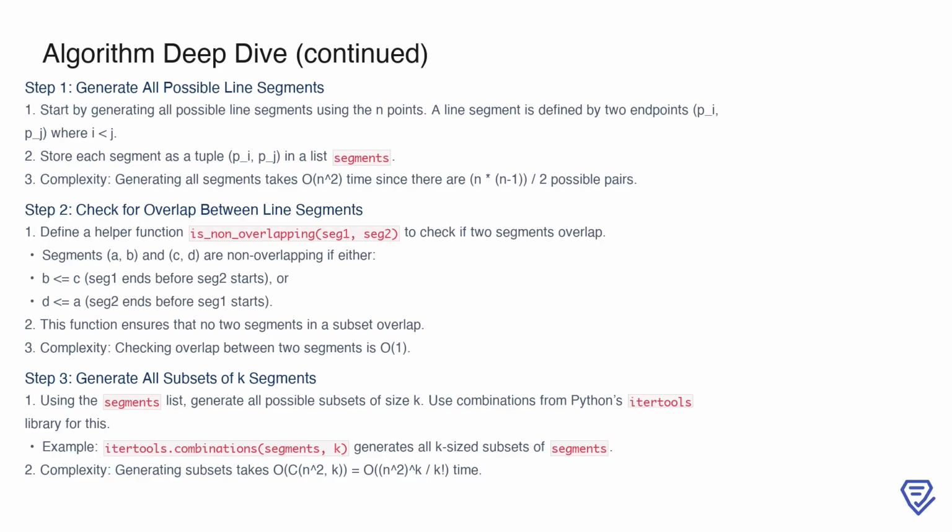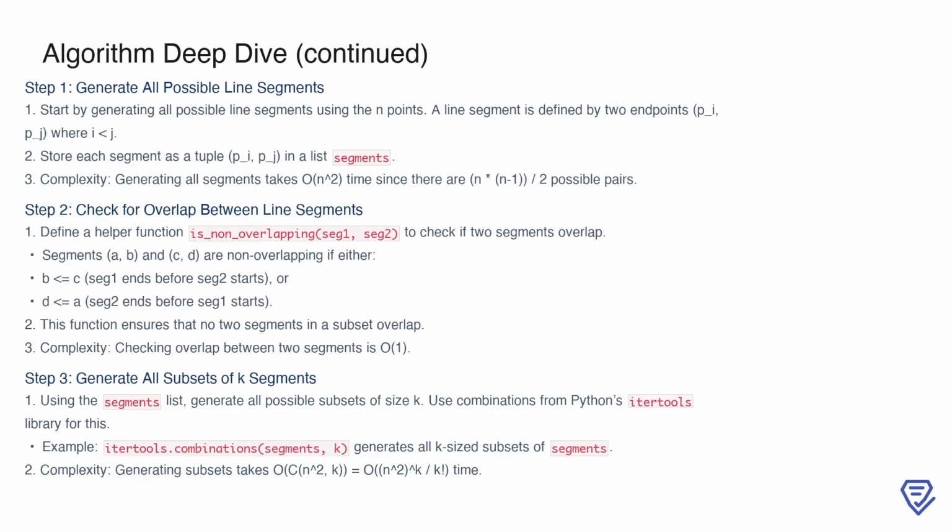Next, we need to ensure that the segments do not overlap. To do this, we define a helper function called is_non_overlapping. This function checks whether two segments are non-overlapping by verifying that one segment ends before the other begins. Specifically, for segments (A, B) and (C, D), they are non-overlapping if B is less than or equal to C, or D is less than or equal to A. Since this check is straightforward, it runs in O(1) time.